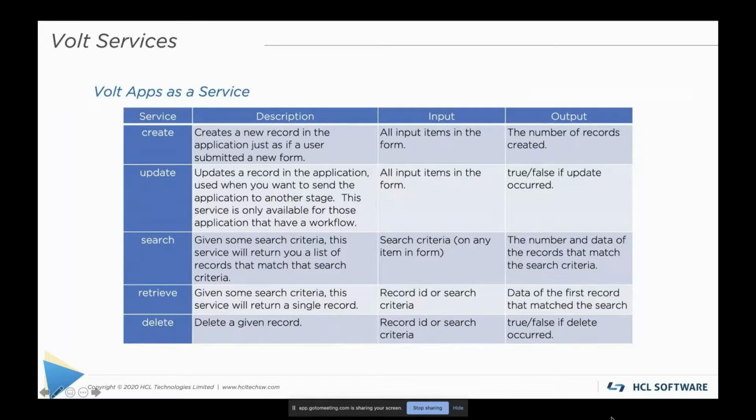So if we think of it as a Vault app, every Vault app that gets created gets a set of services created with it, and it's the typical, what we refer to as the CRUD delivery system. So you can create a new record, you can update an existing record, you can search for records, you can retrieve a single record, and obviously you can delete records. And then there's permissions associated with this, and we'll touch on that when we get into the demo.